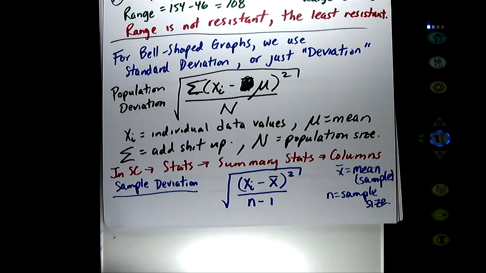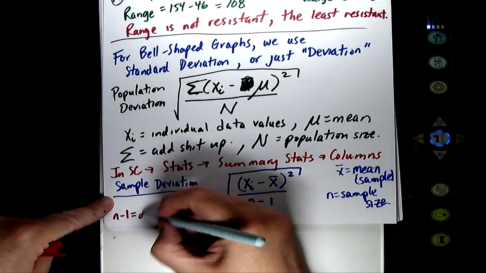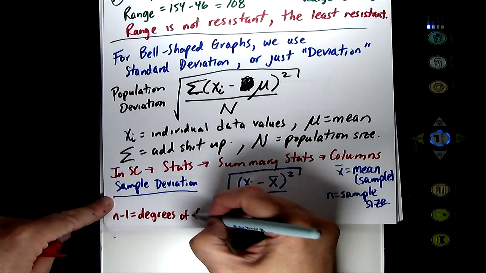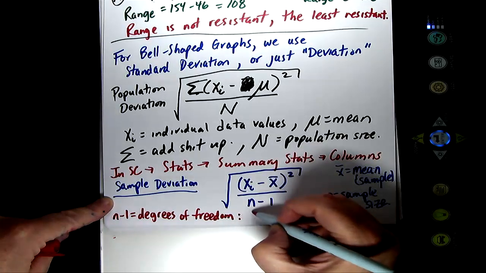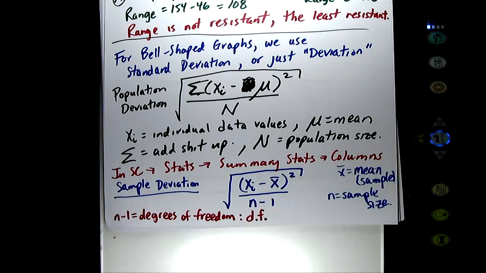N minus 1 has a name. N minus 1 is called the degrees of freedom. And it shows up enough that they abbreviated it d.f. It even has that in StatCrunch. It'll say put in the degrees of freedom, which is stupid. It should just have the sample size. But yeah.